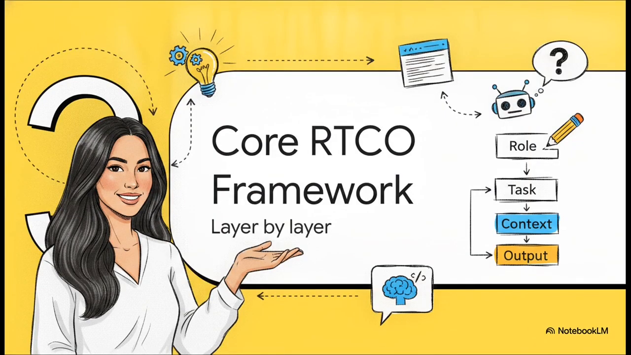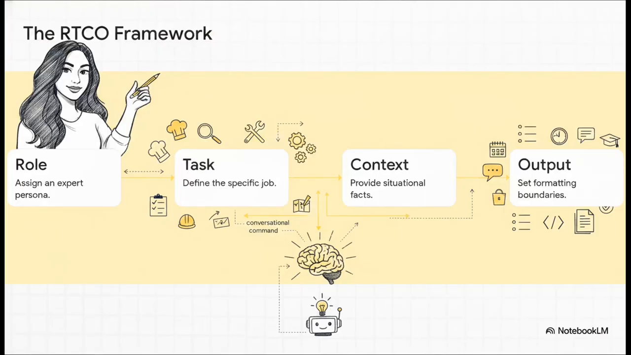That brings us to Section 3, the core RTCO framework. Okay, let's really dive into this. RTCO. It's an acronym that represents the 4 foundational building blocks of conversational command: role, task, context, and output. Look, if you master just these 4 steps, you will almost never get a bad response from an AI again. Let's unpack them one by one.